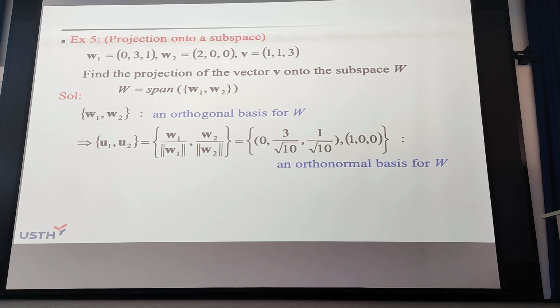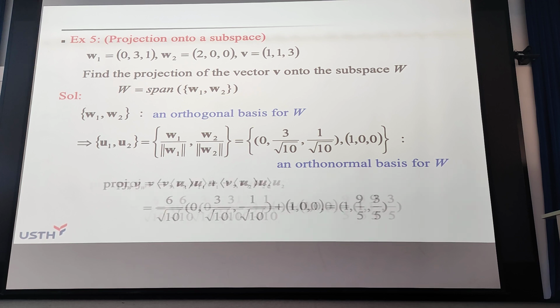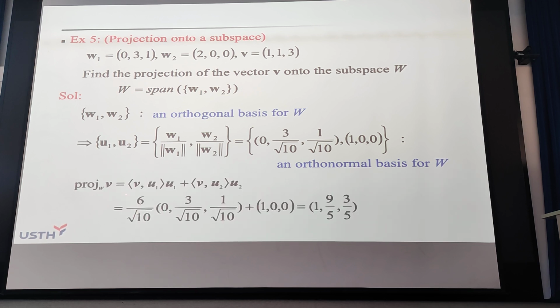Now, in order to find the projection of V onto that space, we apply what we have already in the previous slide. It is here. Then the projection of V on W now equals the inner product of V and U1 times U1, plus the inner product of V and U2 times U2, and it is here. So if you remember that, it is very easy to find.